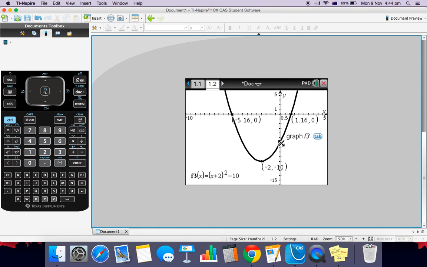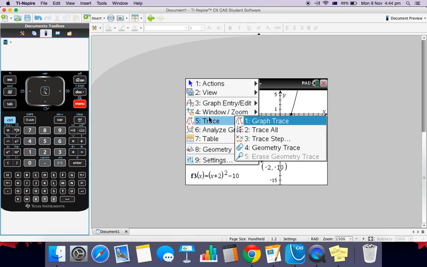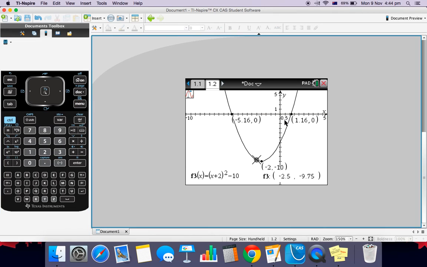However, to find the y-intercept, we have to go Menu, Trace, and Trace Graph. Now this will appear, so to move it, use your arrows to move it up until it says y-intercept highlighted in yellow. Click enter and it will appear. To get rid of the x, if you really don't want it, you can click escape and it will disappear and leave you with just a coordinate point.